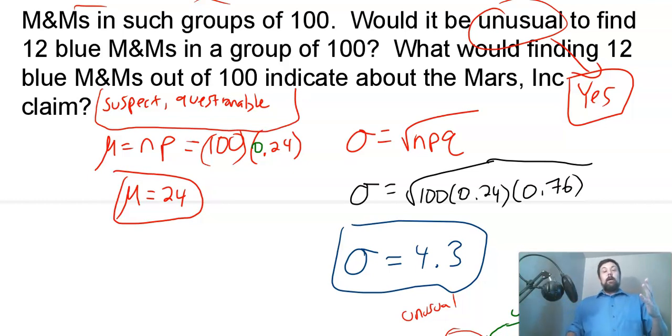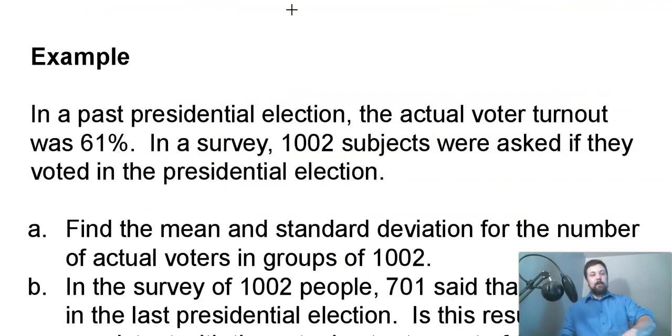All right. Last question. Can we keep it under 2 hours? Let's see. Oh, it's a long question too. Okay. In a past presidential election, the actual voter turnout was 61%.